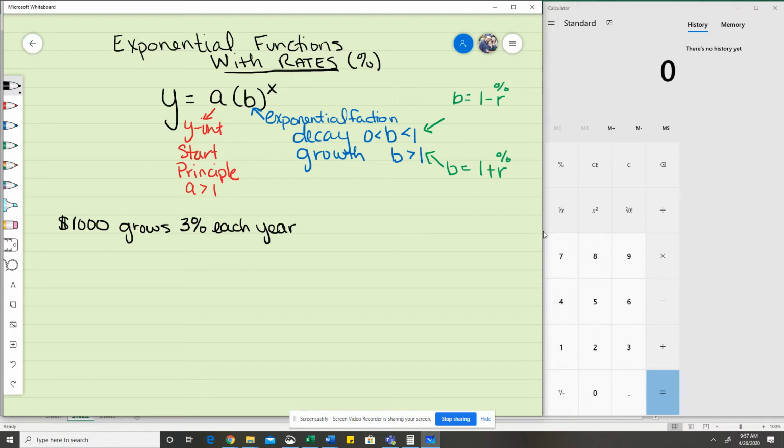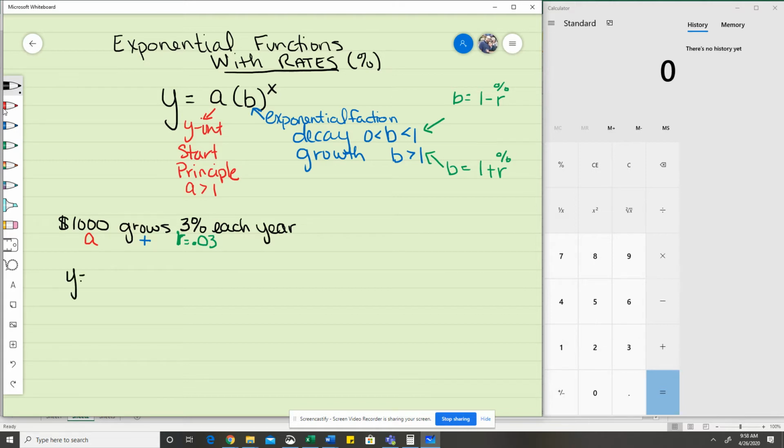Okay, so to write our equation, we've got some basic starter things here. This $1,000, that's our principal. That's our a, our starting value. Now, we don't have a b yet, but the fact that it grows tells me it's a growth, so we're going to be adding. And this 3% right here, this is our rate. But we need to change this 3% to a decimal. So 3% as a decimal is 0.03.